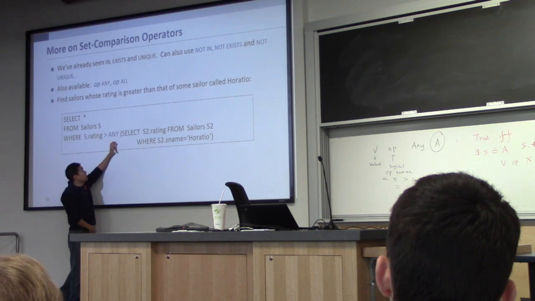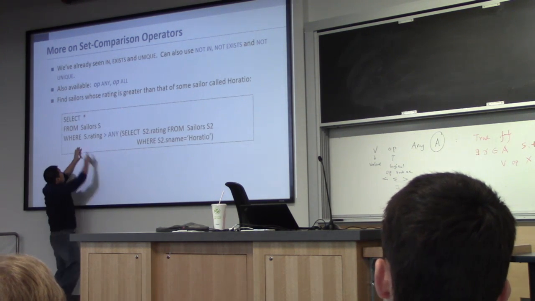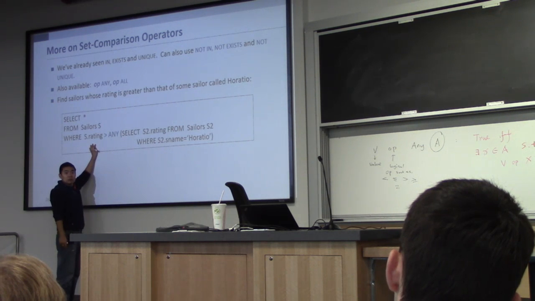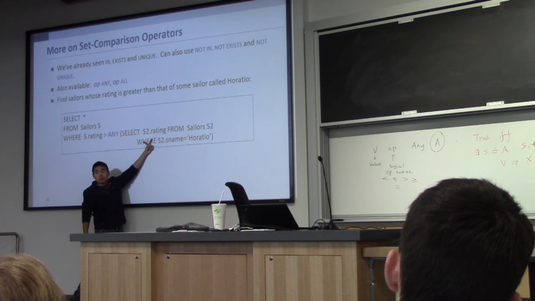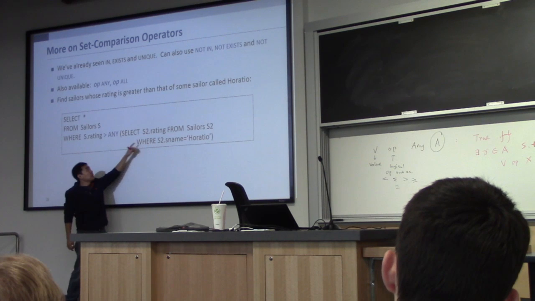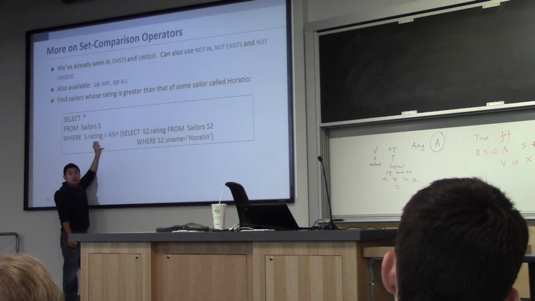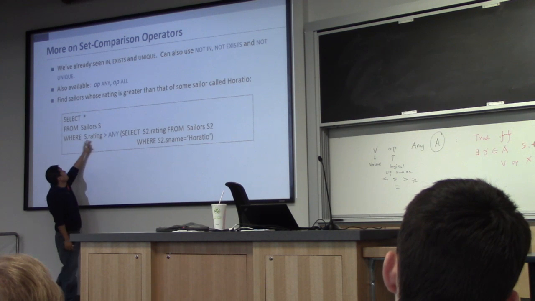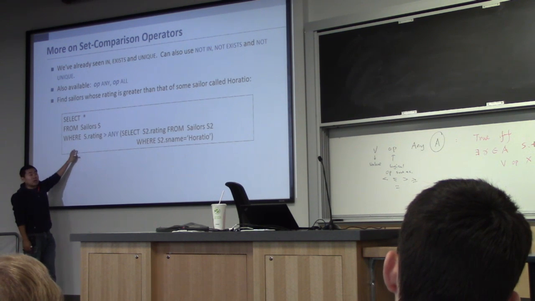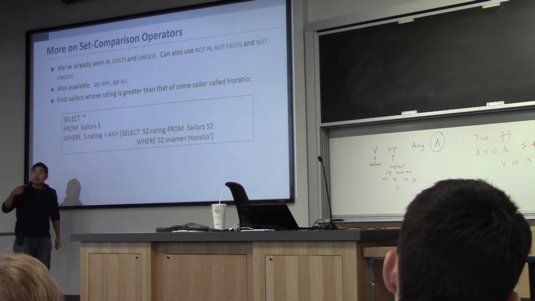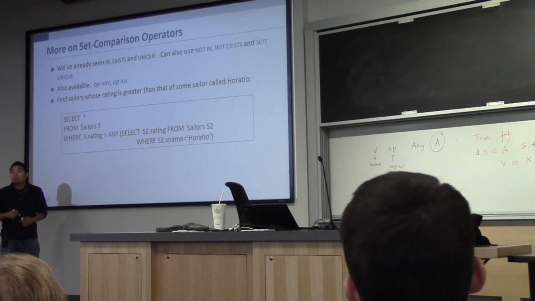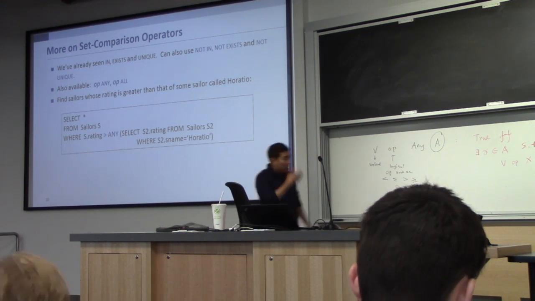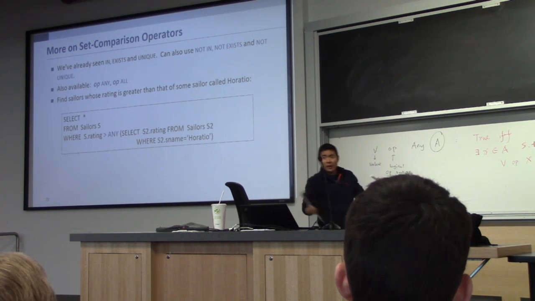To give you an example, I want to find sailors whose rating is greater than some sailor called Horatio. So for example, you want to compete against the Horatio family. Horatio family has a couple of sailors, and you want to compete against them. But your goal is not to beat all of them, your goal is to just beat any one of the Horatio sailors. So you say, okay, where my rating is greater than any of this. This is the marked set A here. In this particular case, the marked set A contains all the ratings for the Horatio sailors.